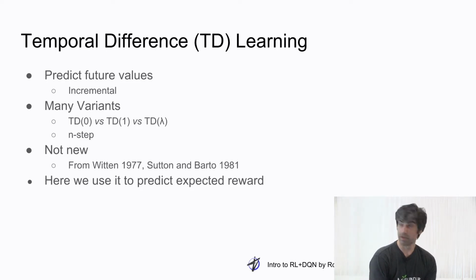So temporal difference learning is old. It's not new, right? DQN adds some new thing.